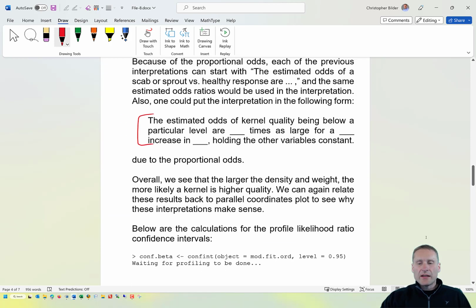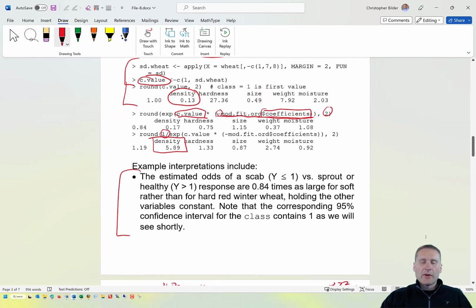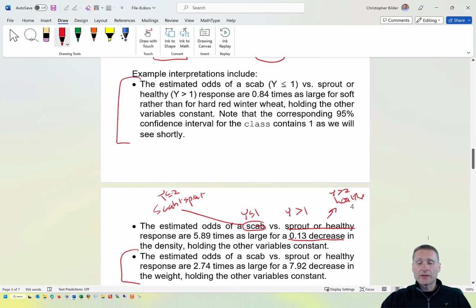So what we see, and let's actually come back up here, what we see here for our estimates is that for lower weights, lower density values, my estimated odds of having lower quality are higher than having higher quality. More on that shortly when we take a look at the confidence intervals.